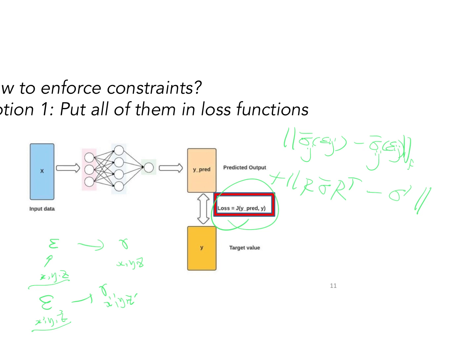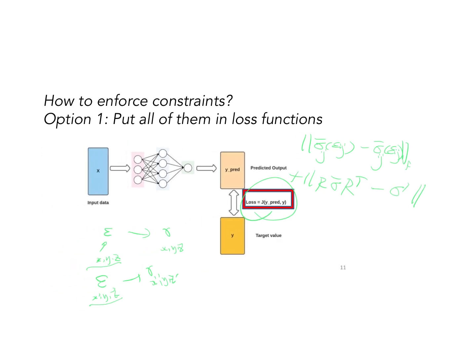So one possibility is that you can put this directly into the constraint. There are many other constraints you can put in. Another one is convexity, or you can put other things there. So the first strategy is to put all of them into the loss function. The drawback of putting it in the loss function is that the more things you have, the harder it is to solve the optimization problem.